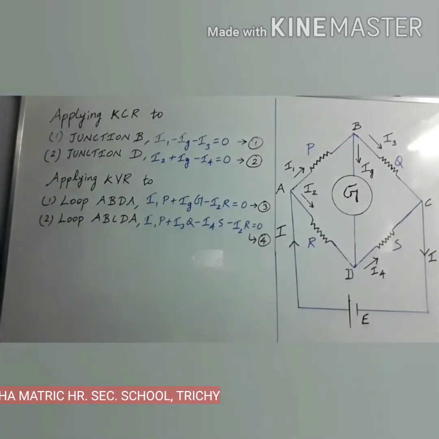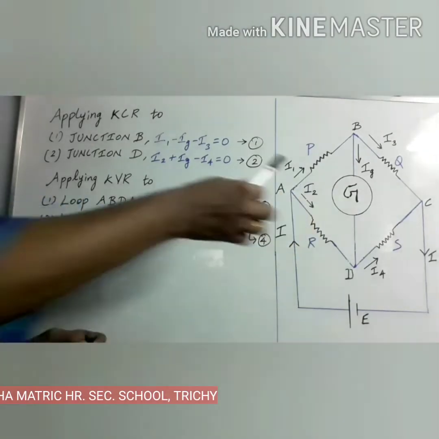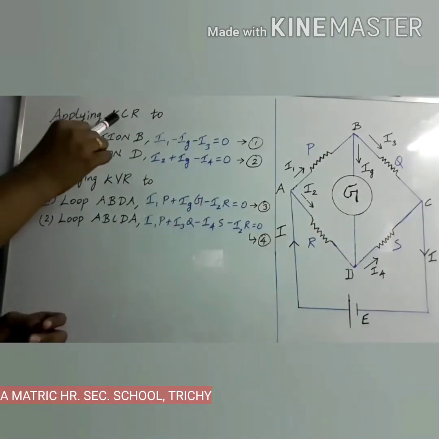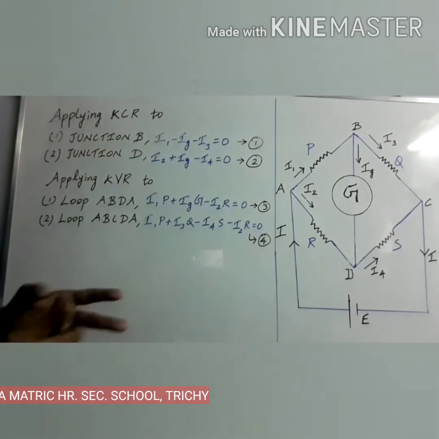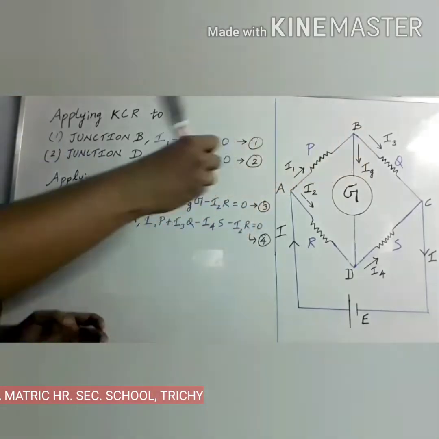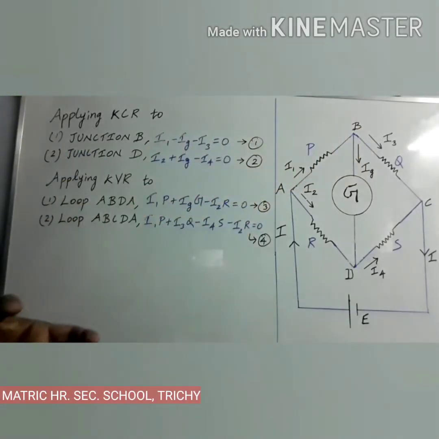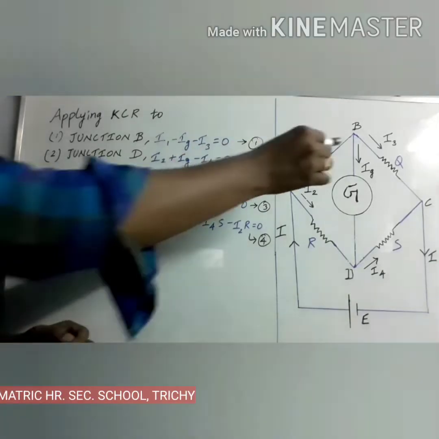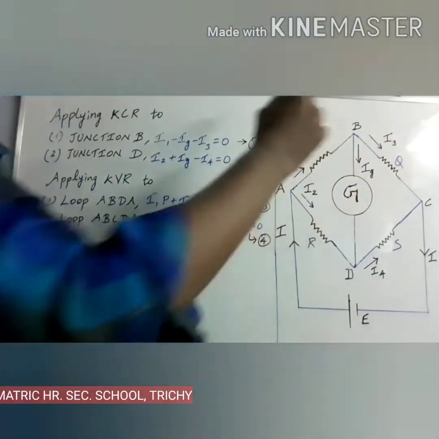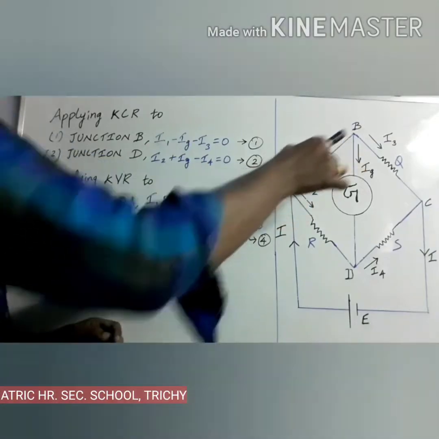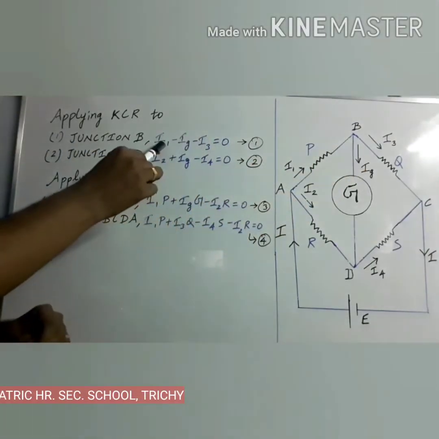Now we are going to apply Kirchhoff's rules in the Wheatstone bridge to get the value of the unknown resistance. First we are going to apply Kirchhoff's current rule, that is Kirchhoff's first rule, at the junction B. Junction B is here. Once the statement of Kirchhoff's first rule: the algebraic sum of the currents at the junction is equal to 0. There are 3 currents at the point B, I1, Ig and I3. Here I1 is flowing towards the junction B, so we get the positive sign for I1.